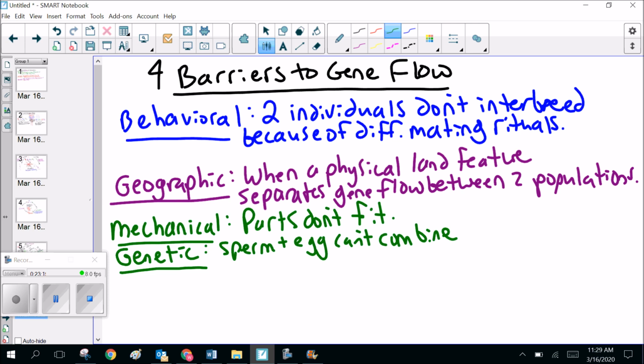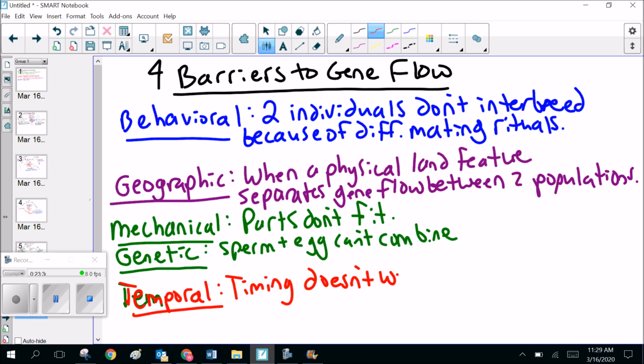What is the last one? The last one is temporal. So, and I want this to be in a different color. So temporal isolation means that the timing, like mating seasons or whatever, doesn't work. Okay, so in other words, mating seasons don't align.